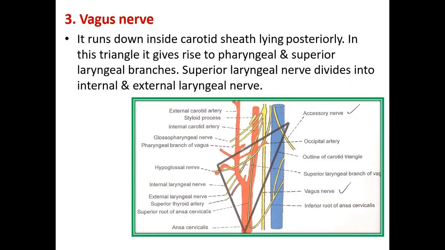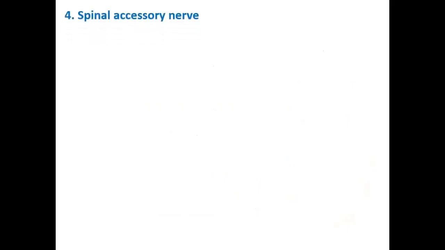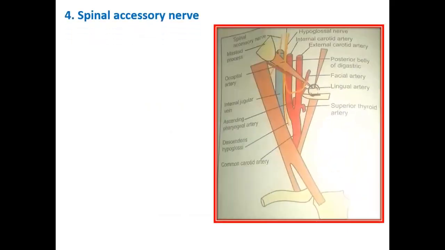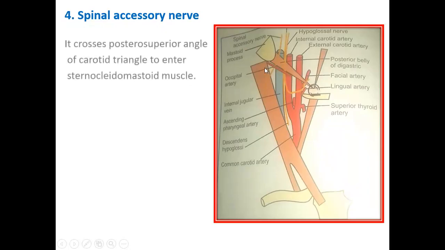The next content is the spinal accessory nerve. The spinal accessory nerve crosses the posterosuperior angle of the carotid triangle and enters into the sternocleidomastoid muscle. So this one is the carotid triangle. Within the picture, we can see this one is the spinal accessory nerve at the posterosuperior angle of the carotid triangle. Then it enters into the sternocleidomastoid muscle.